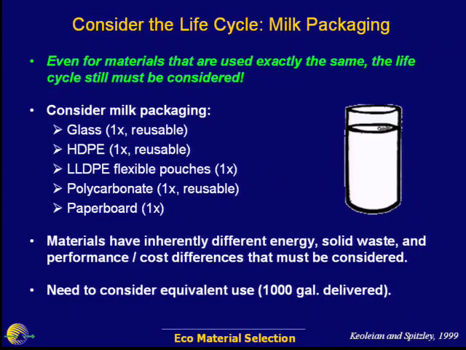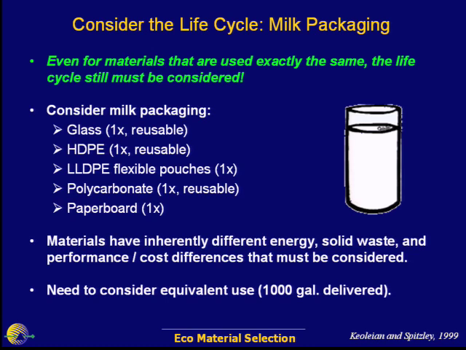Now, even for materials that are used exactly the same, this is why I picked the example of milk packaging. Here is something where you might be in the business of producing and delivering milk, and you might have some control over which form of packaging you choose. You might not, depending on how the supply chain is set up. But here's a hard-to-find example where the materials are used in exactly the same way. So we'll consider milk packaging: glass, high-density polyethylene, linear low-density polyethylene flexible pouches, polycarbonate, and paperboard.